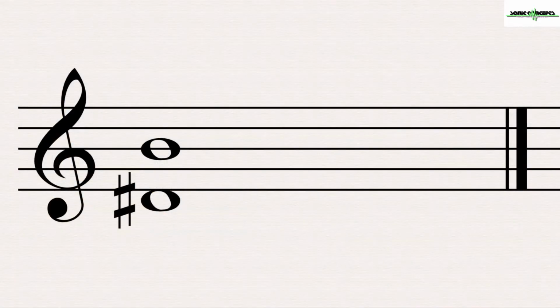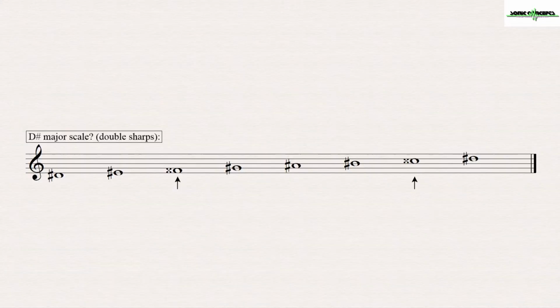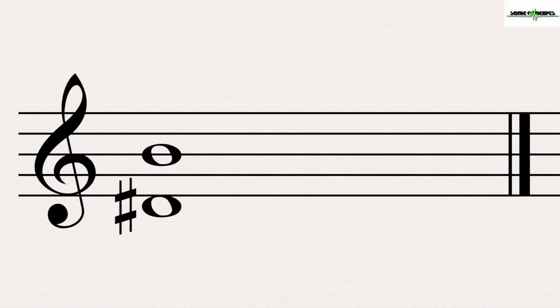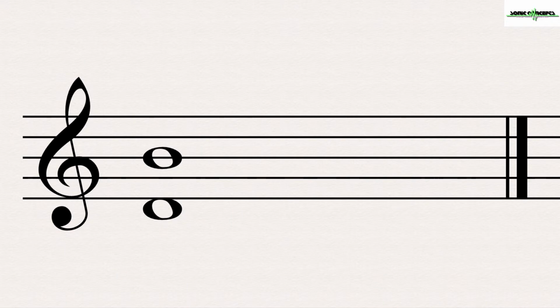Now, suppose you run across a curious instance of an interval such as D sharp to B. Technically speaking, there's no such thing as a D sharp major scale since it would contain double sharps, and it's much easier to just write the E flat major scale. How would you determine this interval? Easy. Rewrite the exact same letter names of the notes in this interval but without the accidentals. This results in D and B.